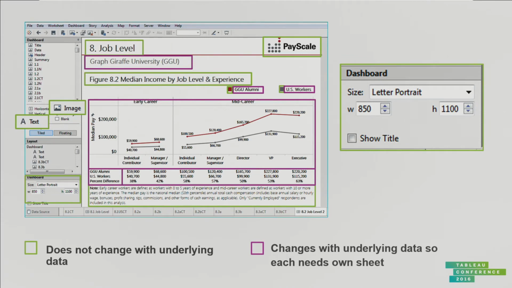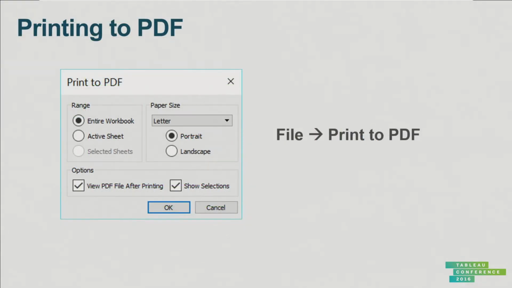But my legends that I want to change, my subheader, my Graph Giraffe University, all the graphs, all of the tables, all that stuff, each one of those has their own sheet so that they are all feeding in correctly. Once I have this all built and my sheets all hidden, all I have to do is file, print to PDF, my entire workbook, letter portrait, and it prints out a 54-page long PDF with my new school's information in it.